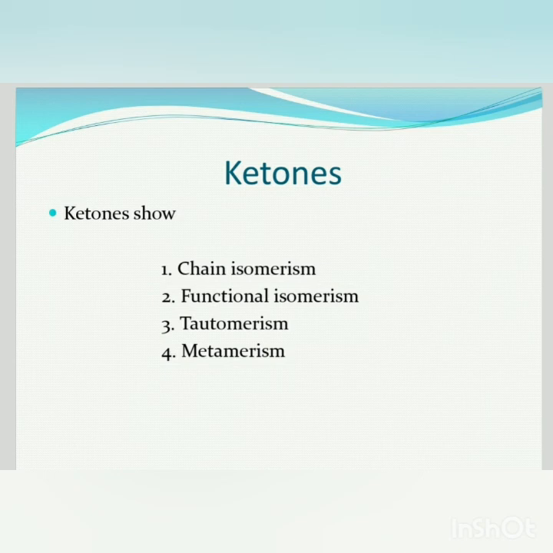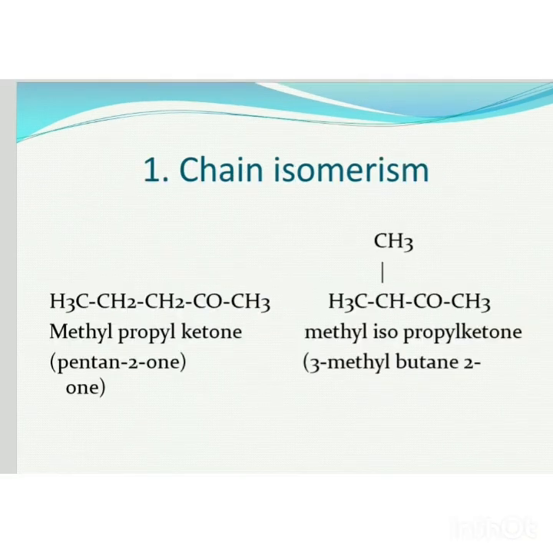So here is the first type of isomerism: chain isomerism. Here, we already know the compounds having the same molecular formula but differing in their carbon chains are known as chain isomerism, and the compounds are known as chain isomers. Here we have two examples, that is methyl propyl ketone and methyl isopropyl ketone.